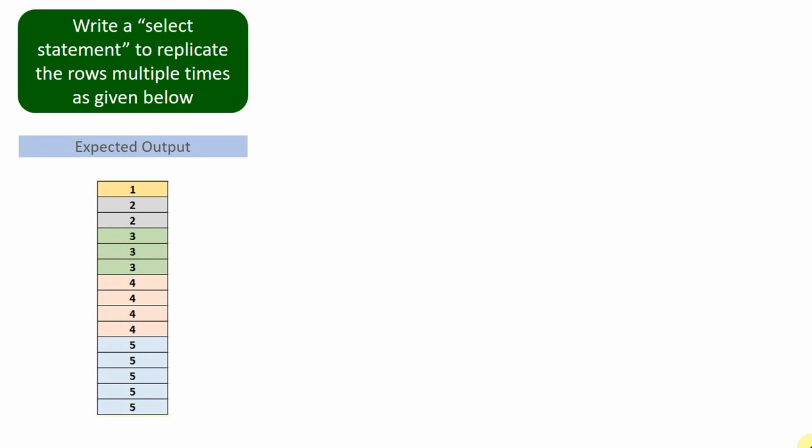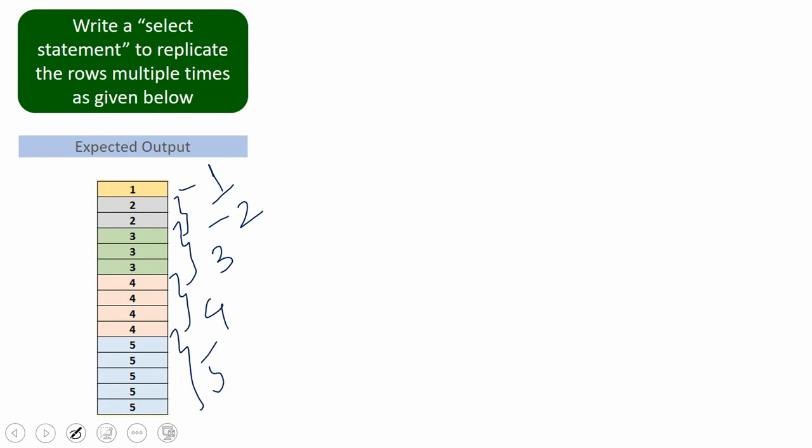First let me explain what the question is about, then I will show you how to write a SQL to achieve this functionality. So here the expectation is we need to write a SQL to print the numbers in such a way that 1 will be printed in one row, 2 will be printed in 2 rows, 3 will be printed in 3 rows, 4 will be replicated in 4 rows, similarly 5 in 5 rows. So this is the expectation.